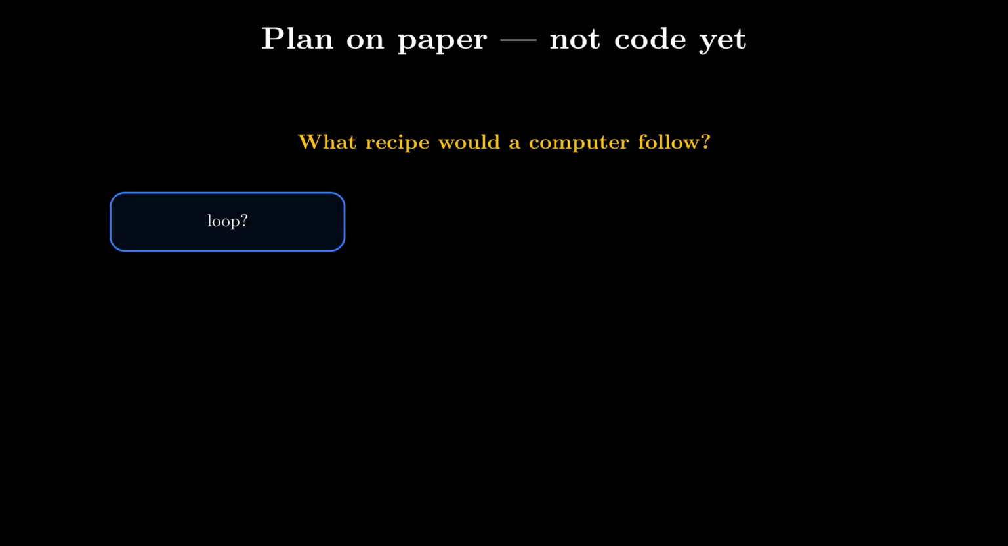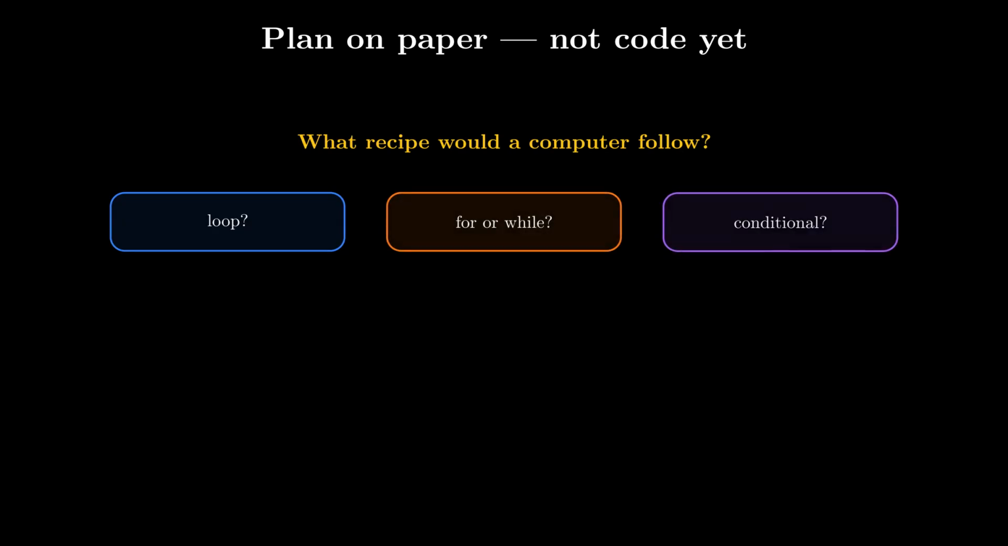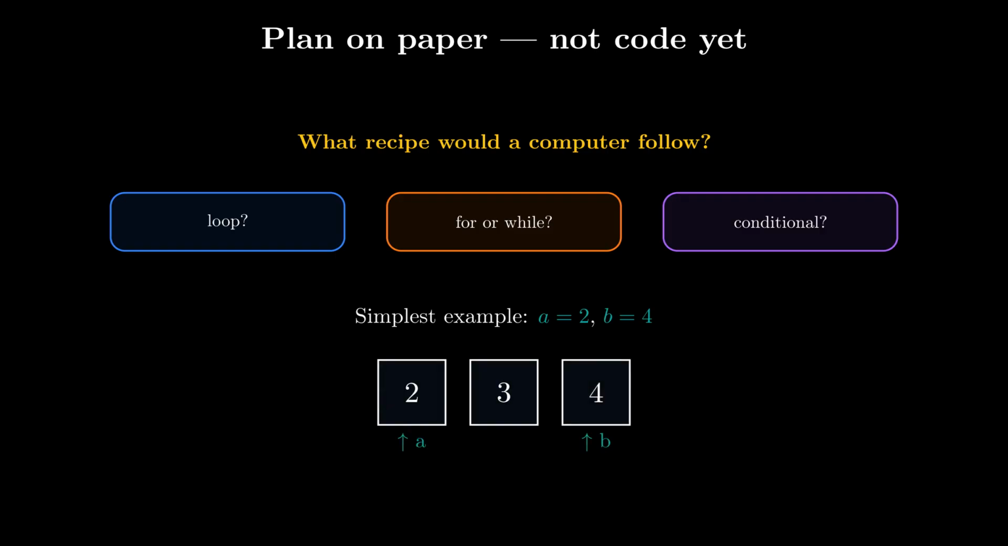Now resist the urge to code. Take a piece of paper first. Do not solve it the way a human does, glancing and just knowing the answer. Think about a recipe a computer could follow. Should it loop? Should it use a conditional, a for loop, or a while loop? Try the simplest example. Let A be 2 and B be 4. Write the numbers 2, 3, 4 in a row. These are the numbers to look at, one at a time.